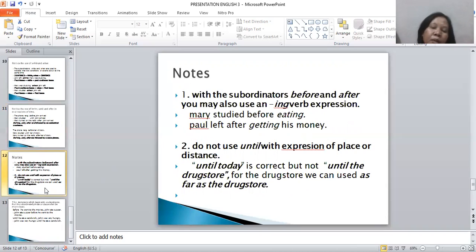We must remember, first, with the subordinators before and after, you may also use an ing verb expression. For example, Mary studied before eating. Paul left after getting his money. Second, don't use until with expressions of place or distance. Until today is correct, but not until the drugstore. For the drugstore, we can use as far as the drugstore.